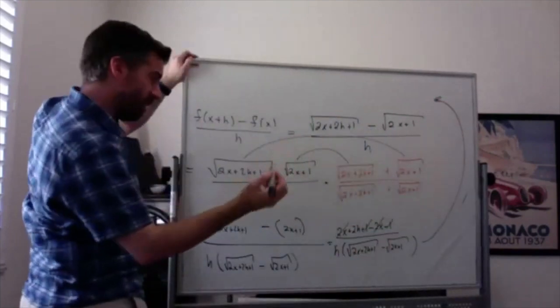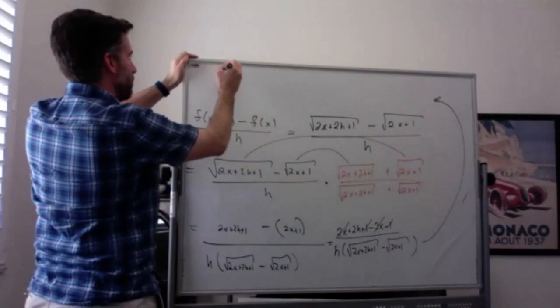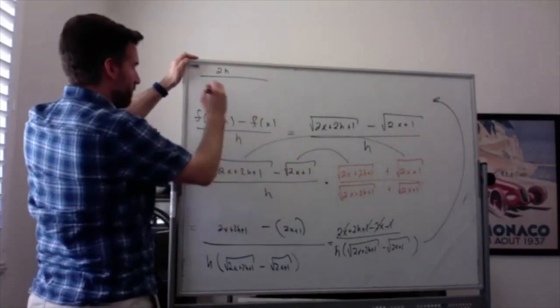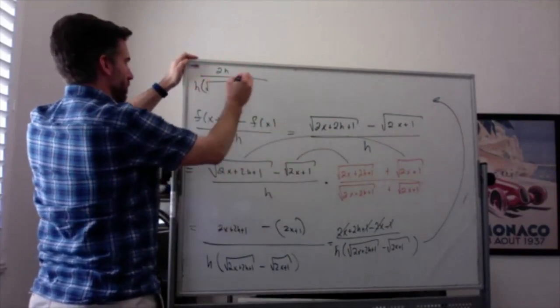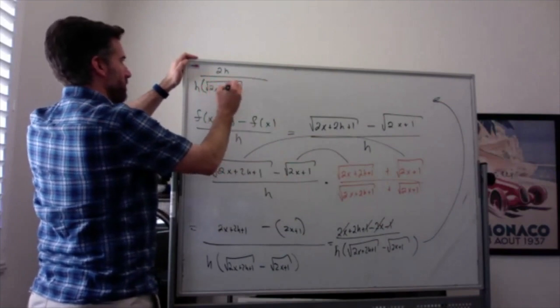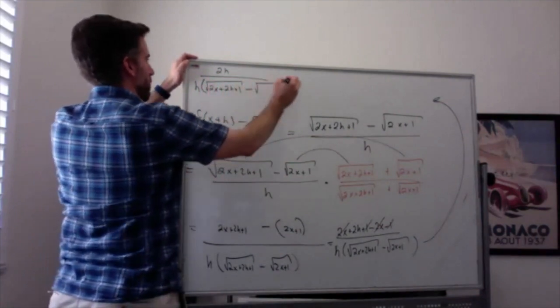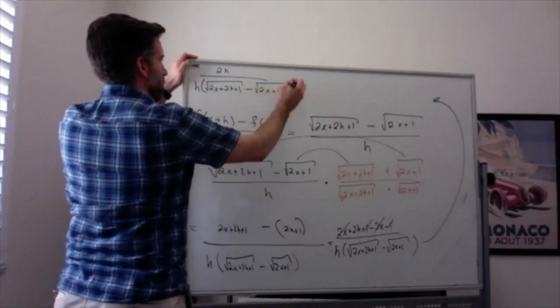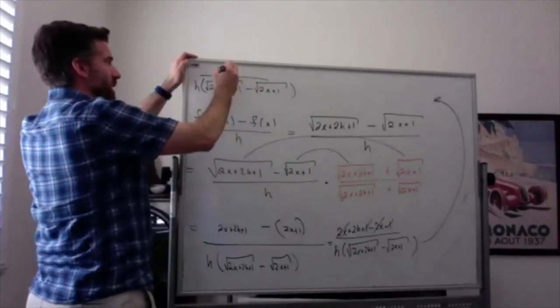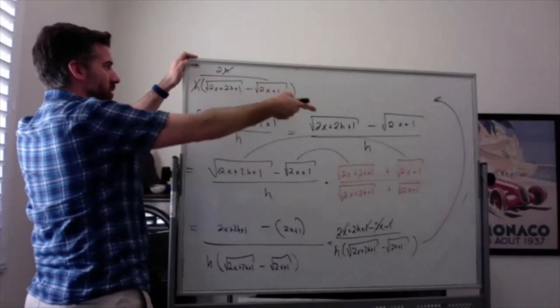We're left with on top 2h and the bottom h times the square root of 2x plus 2h plus 1 minus the square root of 2x plus 1. We can cancel this h multiplying into 2 and this h multiplying all the stuff.